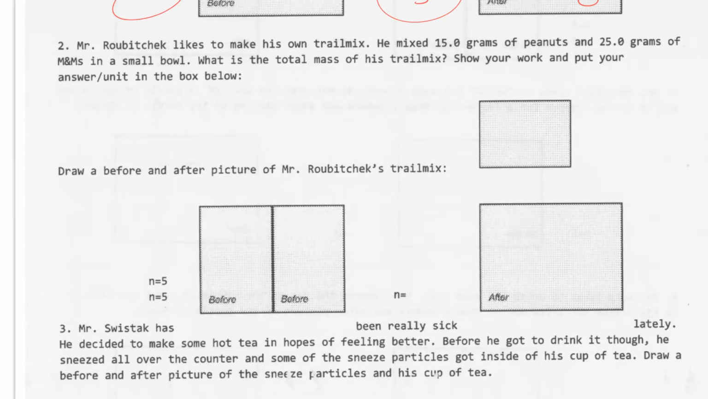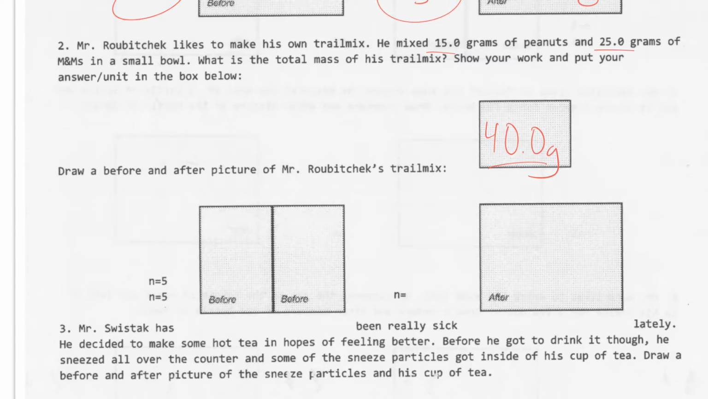Rubicek likes to cut his own trail mix. He mixed 15 grams of peanuts and 25 grams of M&Ms. What is the total mass of his trail mix? Okay, well, the total mass is 40 grams, 40.0, because we're in the 10th place here and the 10th place here, which means you round to the 10th place there.